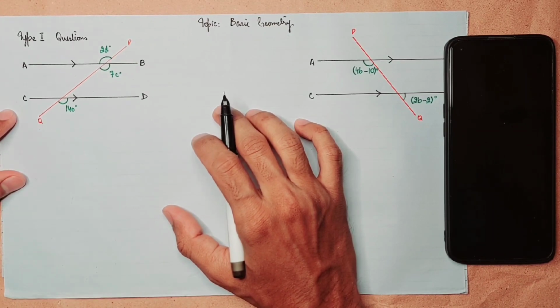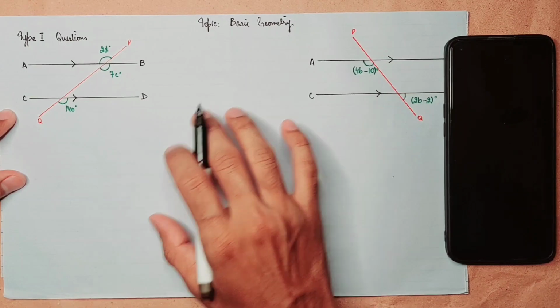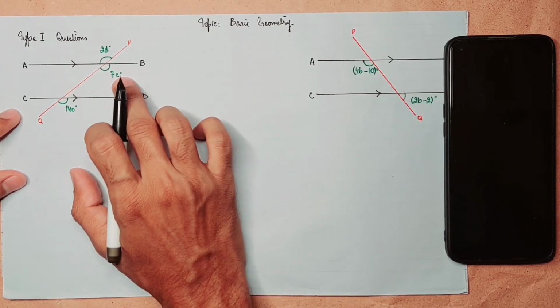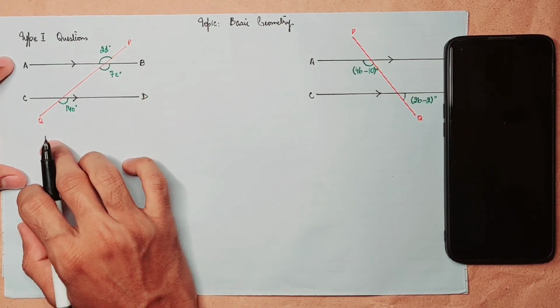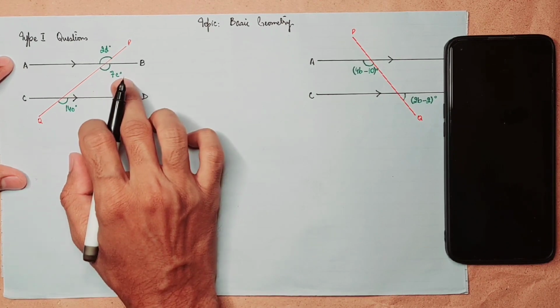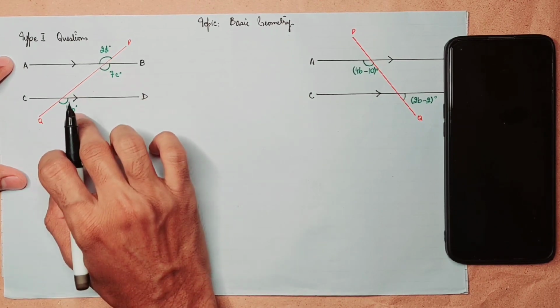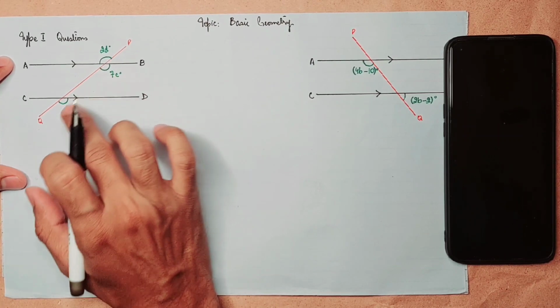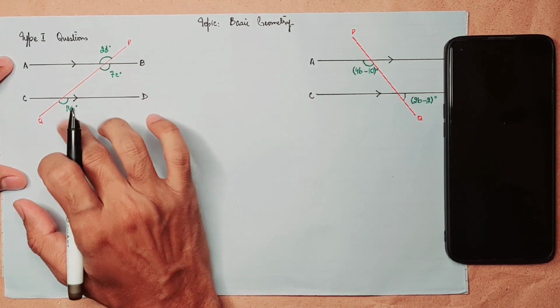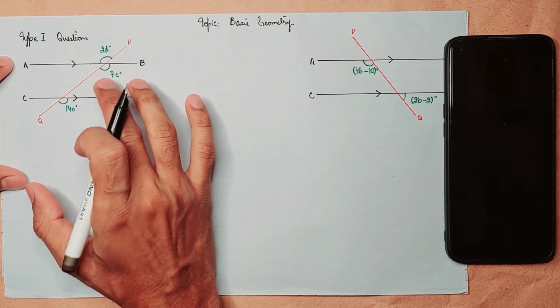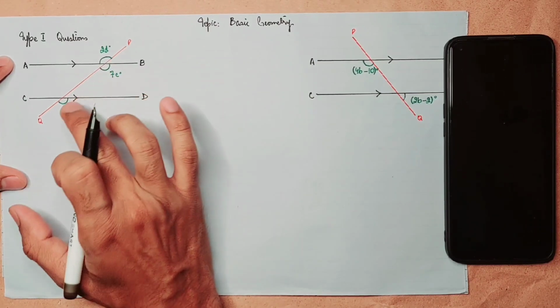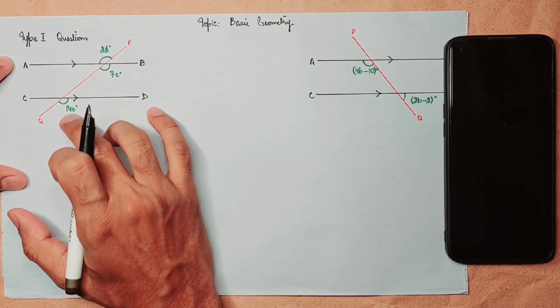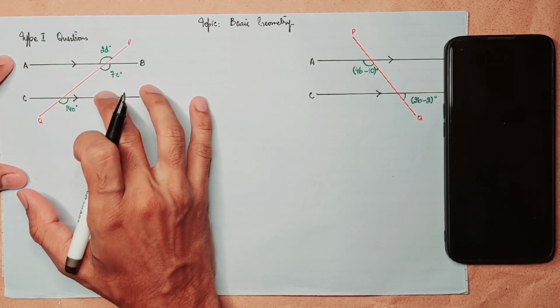Firstly, we are going to calculate the angle 7C. Here we can see that angles 7C and 140 are corresponding angles, because they are formed at the relatively same positions. We have already learned that the angles formed at the same corresponding positions are called corresponding angles, and they are always equal.